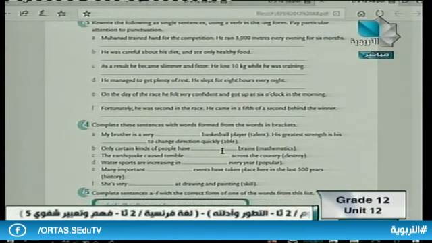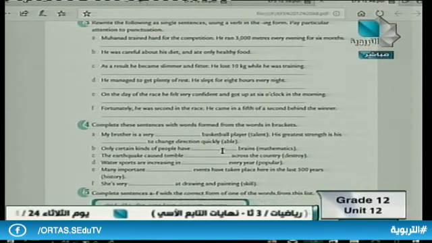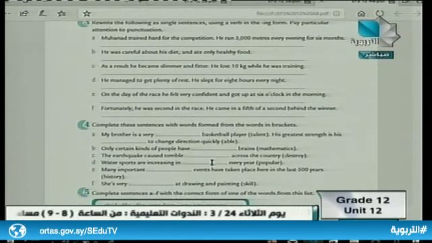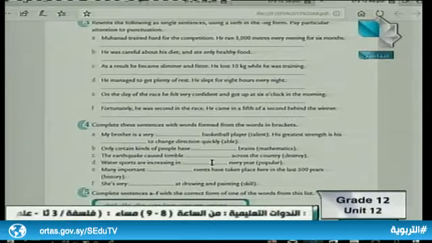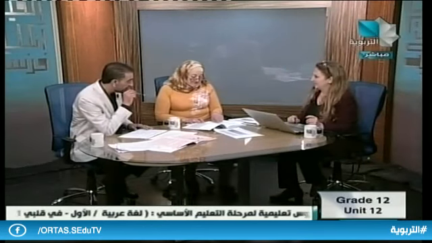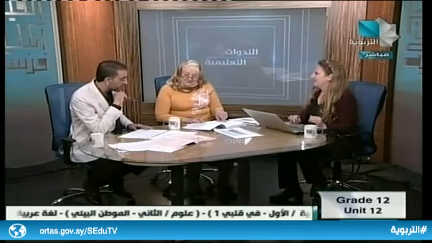Water sports are increasing in, between brackets we have popular. Popular is an adjective. In the exam, if they have this question, they should choose the noun. Popular is an adjective, the noun is popularity. Can I say something? Yes, please. All prepositions are followed by nouns, they should be careful about this. Very nice. Exactly, all prepositions should be followed by nouns.